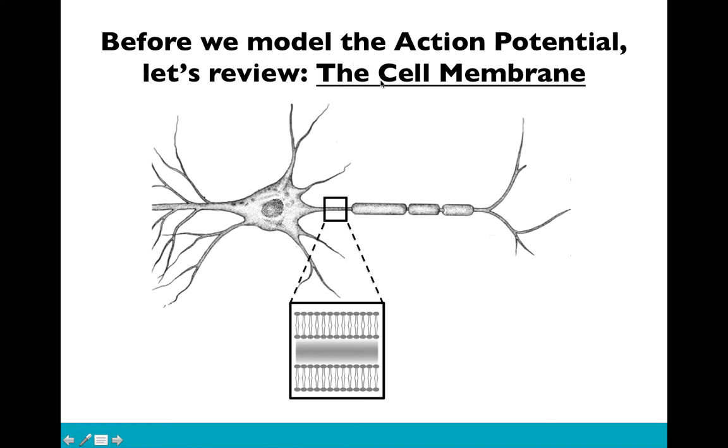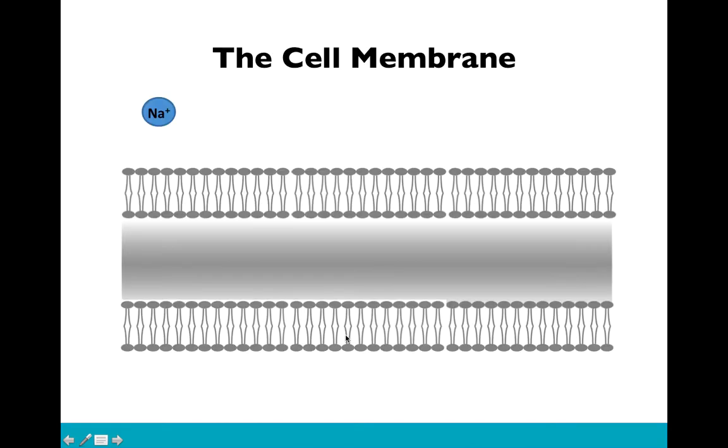We also need to understand the cell membrane, which is the outside of the cell, before we learn about the action potential. The cell membrane is made out of mostly fat and proteins. Here's the fat. We're zooming in. And the fat prevents molecules like sodium from just coming into the cell. Right, so it can't come in.